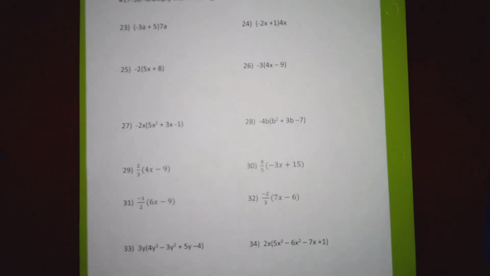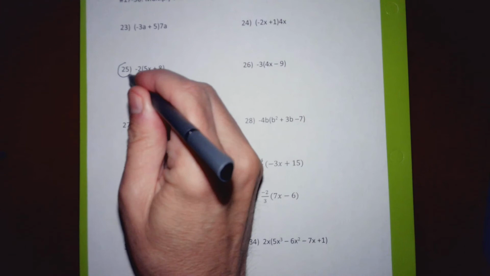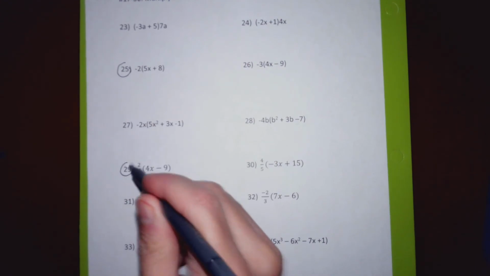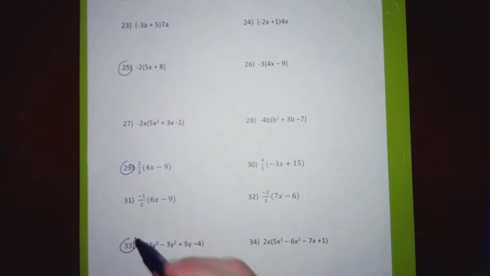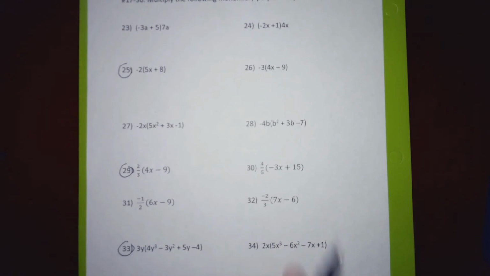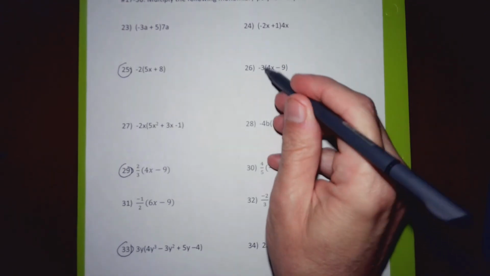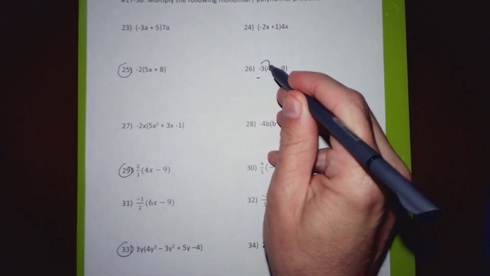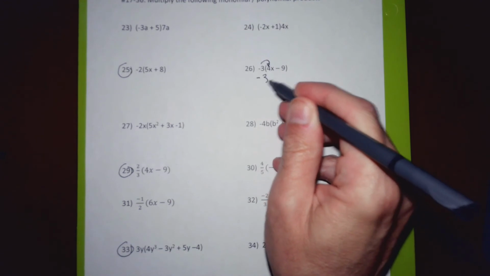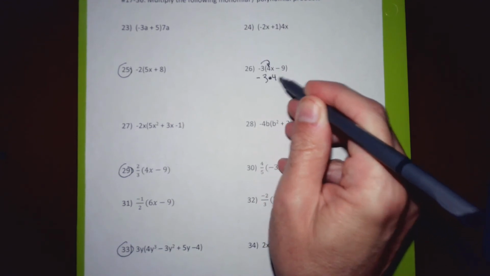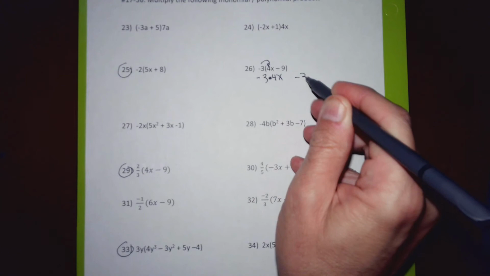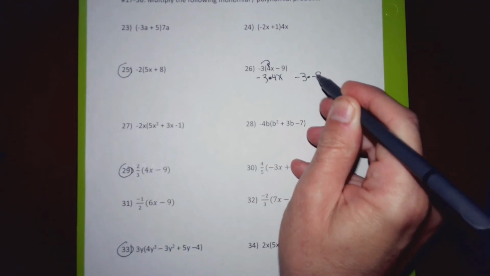So on this page, you should be doing 25, there's a fraction, 29, and 33. I'm going to start with 26. For 26, I'm going to multiply negative 3 times 4x and negative 3 times negative 9.